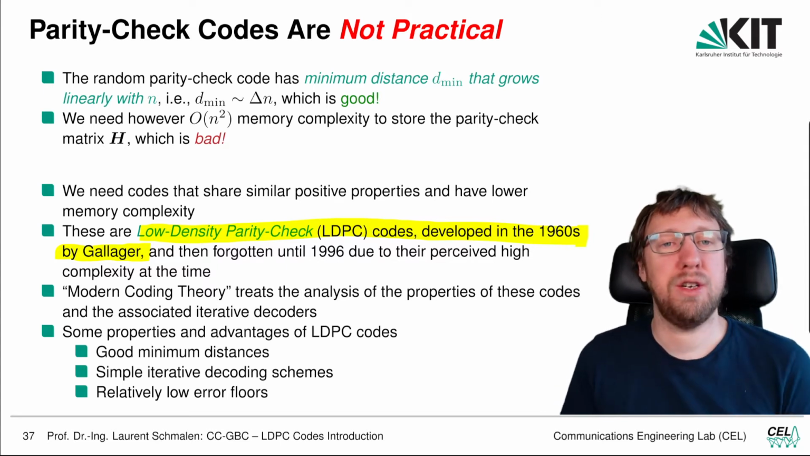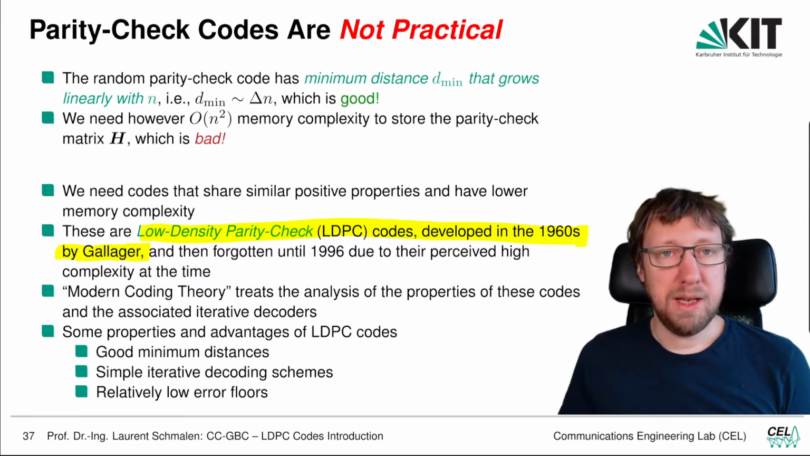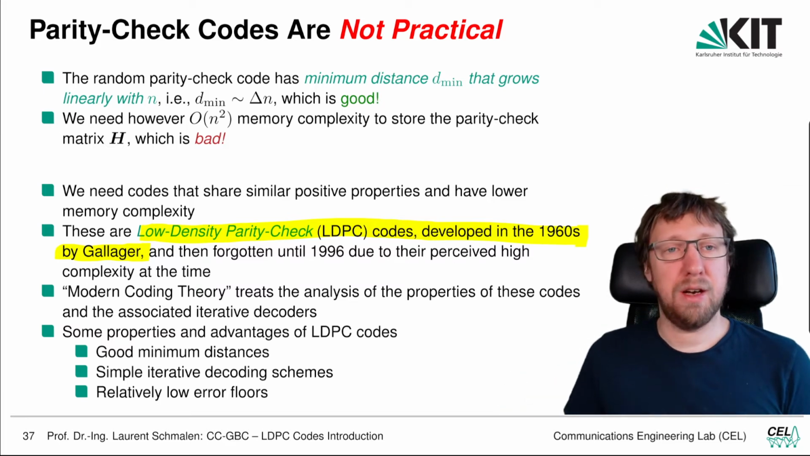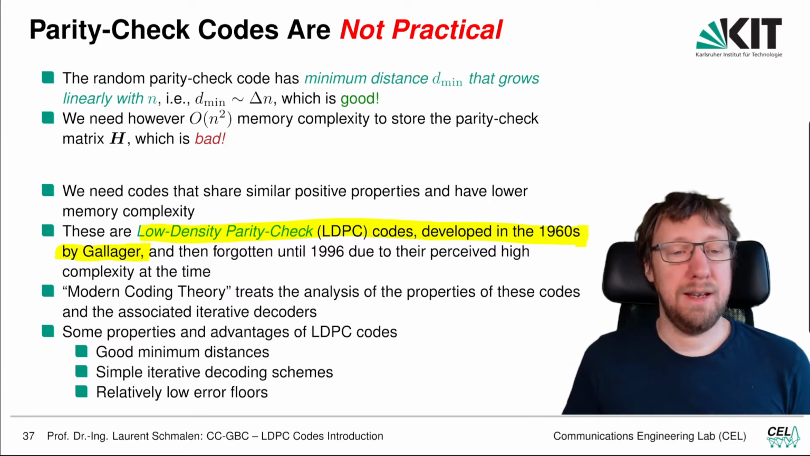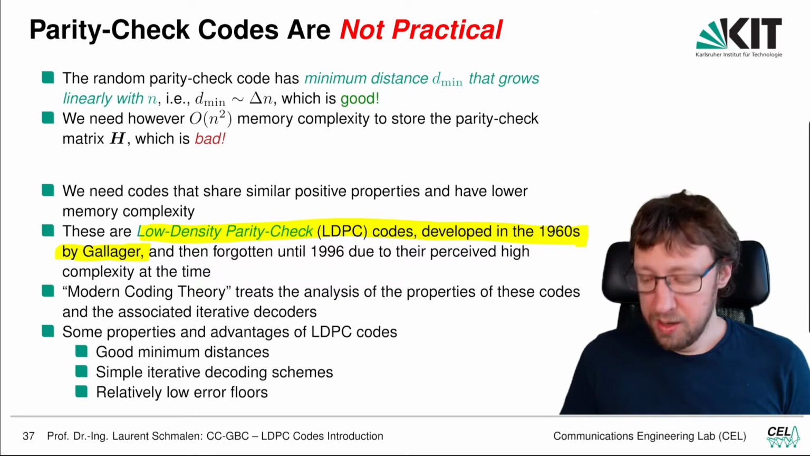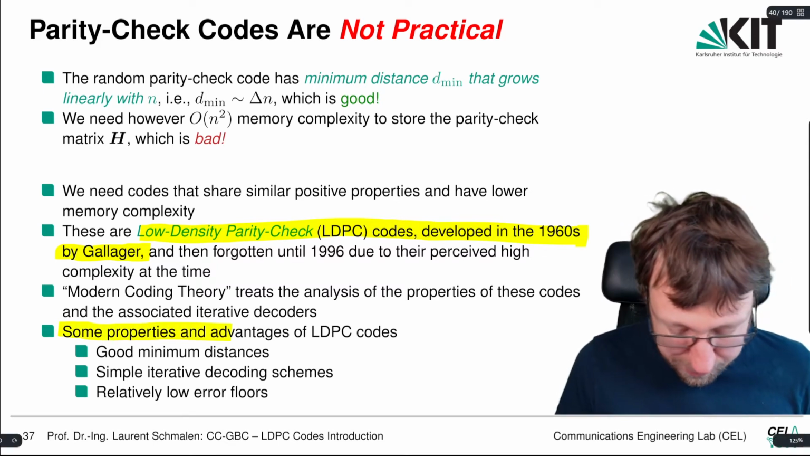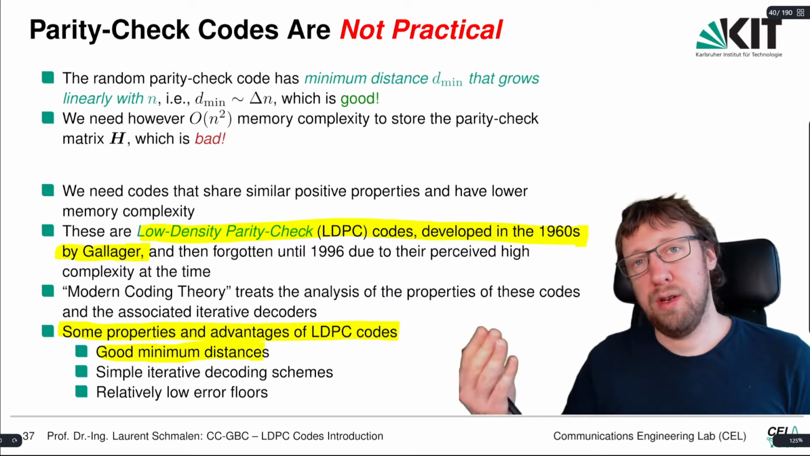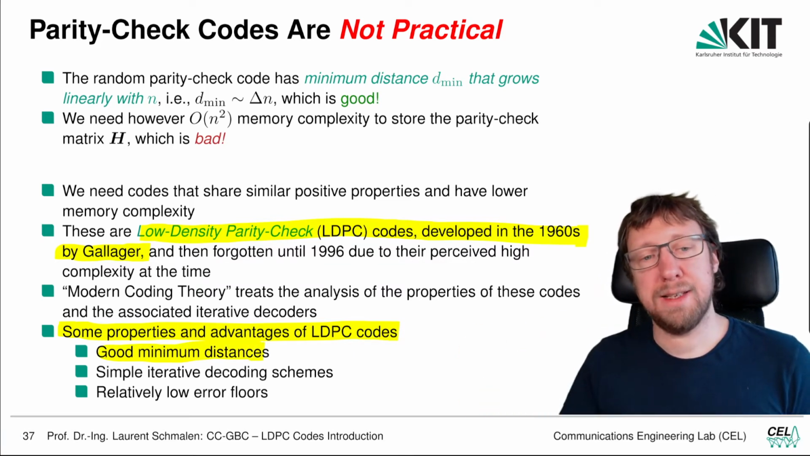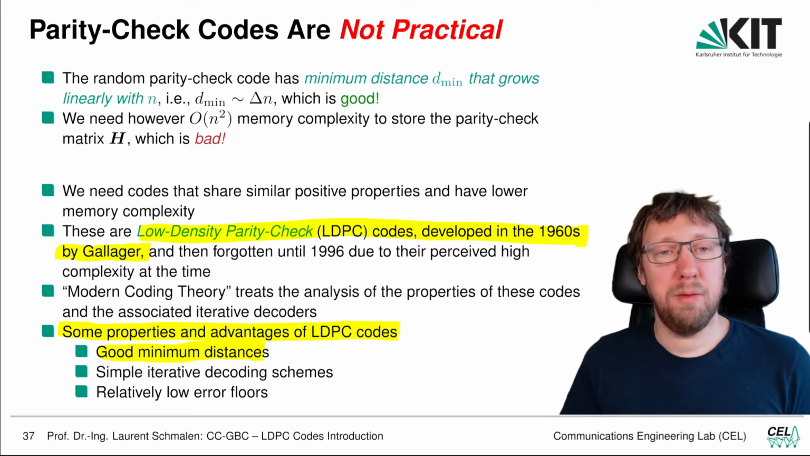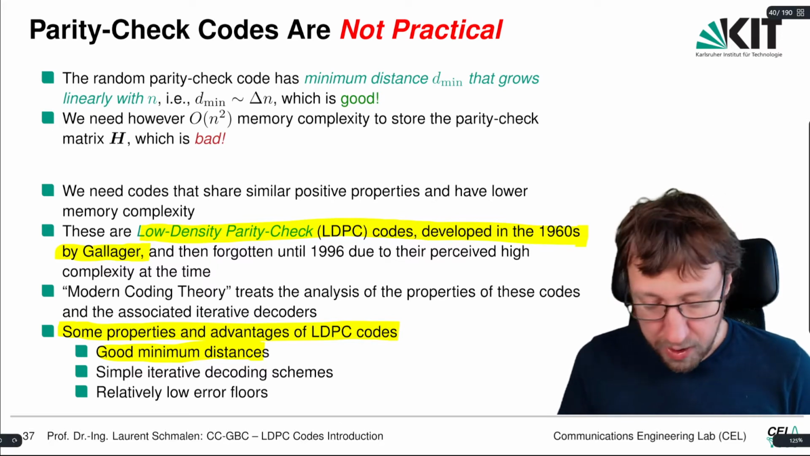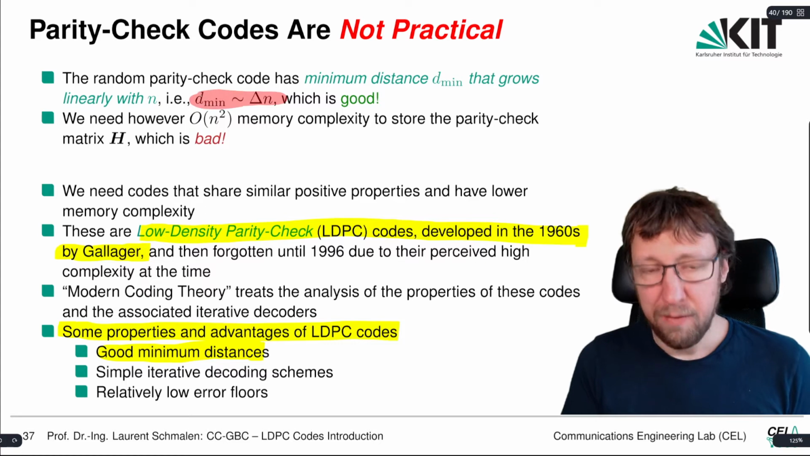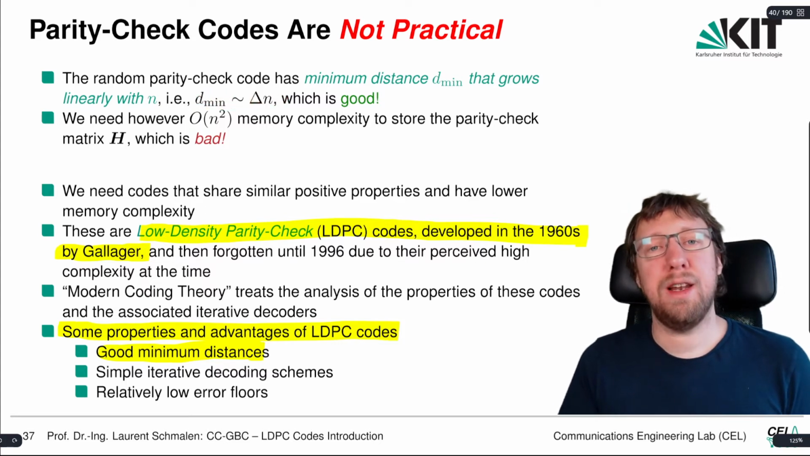Modern coding theory essentially treats LDPC codes and variants of LDPC codes and analyzes the decoding of those. So what are the advantages of LDPC codes? First, it can be shown, this is something that we do in the tutorial, they also have a good minimum distance, so they also share this behavior, which is, however, significantly more difficult to prove.